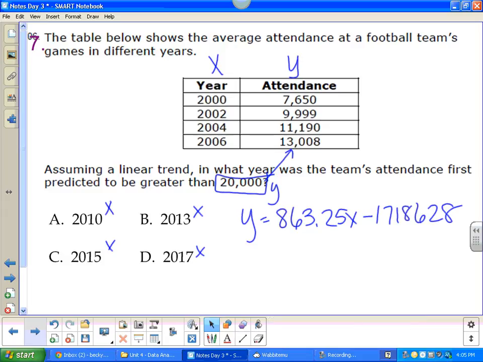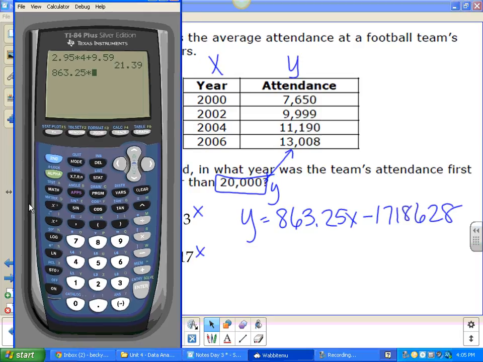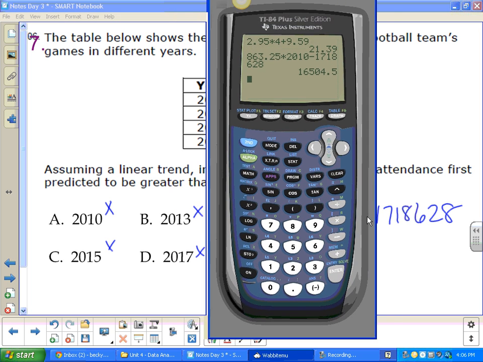And I want to know the year it first reaches 20,000. So I'm going to take my calculator and type my equation in and plug in my first year. What's my first year? 2010. So what am I looking for? How do I know if this is my answer or not? Well, in 2010, we've got 16,504 people. So we have not reached 20,000 yet. So I need to keep plugging in.